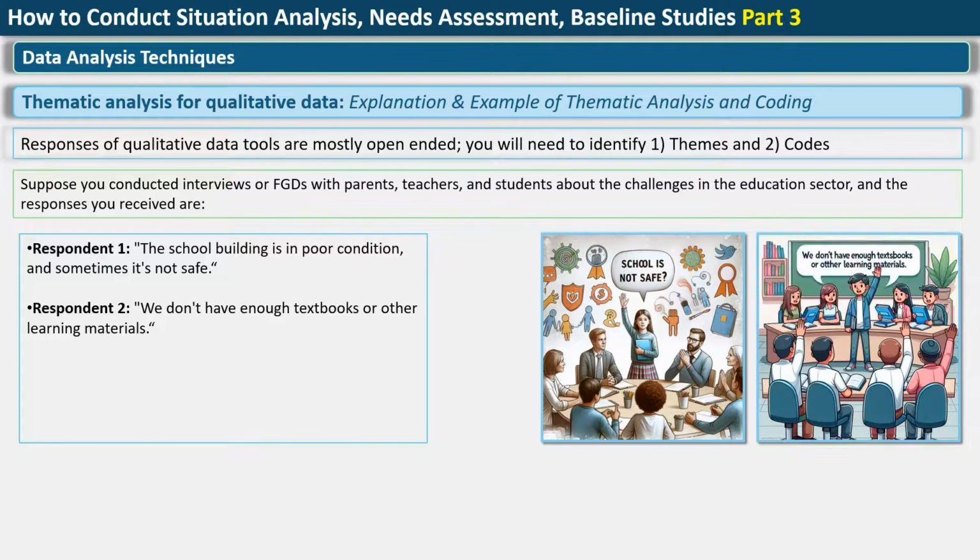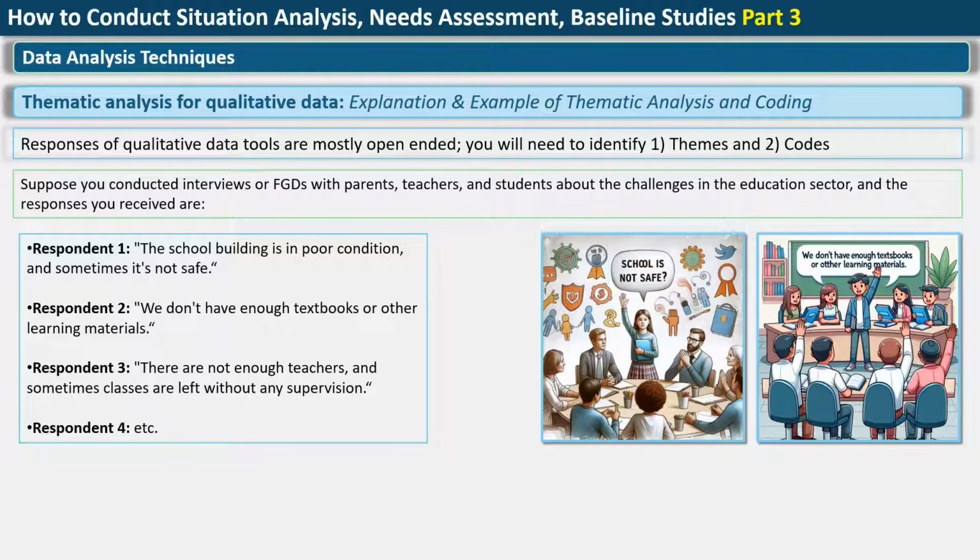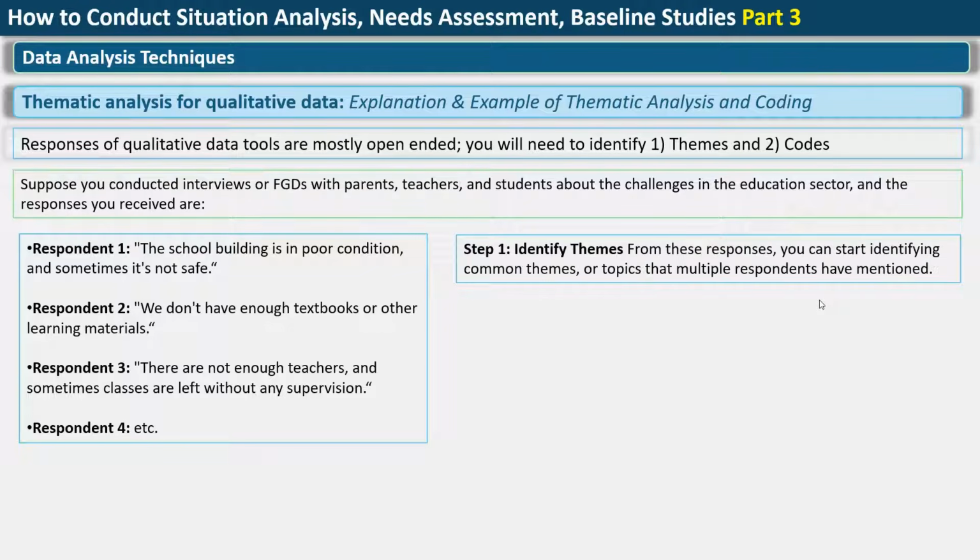Respondent 2 says we don't have enough textbooks or other learning material. Respondent 3 says there are not enough teachers and sometimes classes are left without any supervision, and similarly respondent 4, etc. So here the first step for you is to identify themes from these responses. You can start identifying common themes or topic that multiple respondents have mentioned.